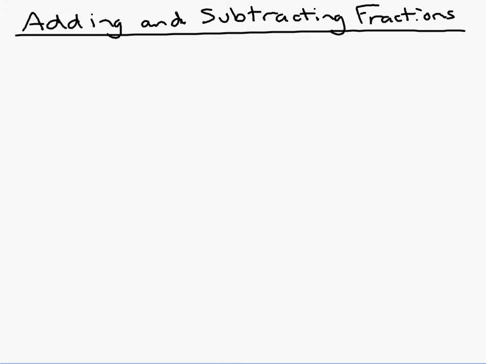Okay, today we're going to start working with a very important topic for this class, and that's adding and subtracting fractions. And the very first thing we want to write down, we'll just write in the form of a note. Note. To add or subtract fractions.